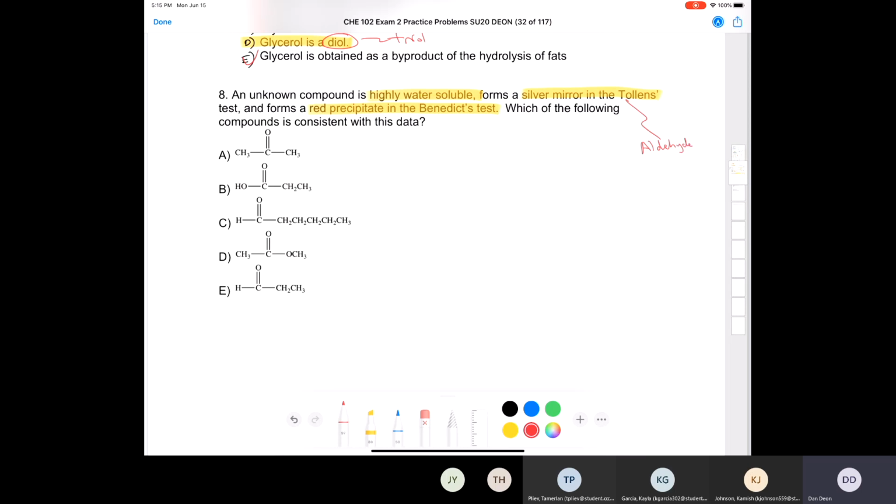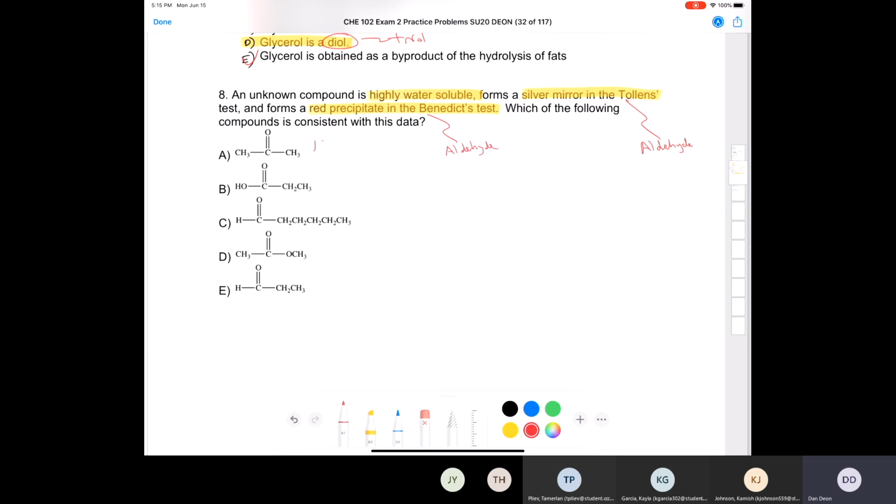It also says it forms a red precipitate in the Benedict's test. Can anybody tell me what that would mean? If you react a compound with the Benedict's reagent and you get a red precipitate, what does that mean? An aldehyde is also present, correct. So it's a double whammy. So we know it's an aldehyde, okay?